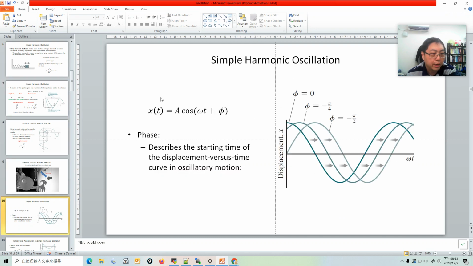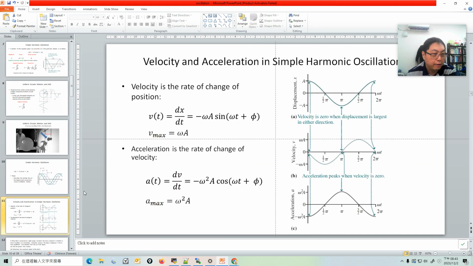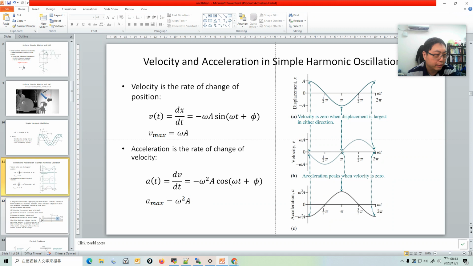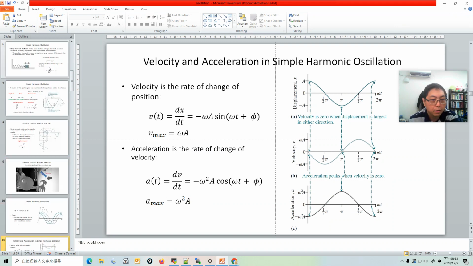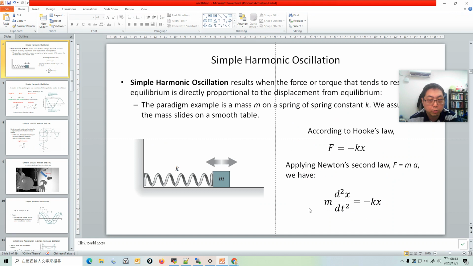We got the position function, velocity function and acceleration function, and then we calculated some examples. This is one way to study simple harmonic oscillation: using the equation of motion, Newton's second law.